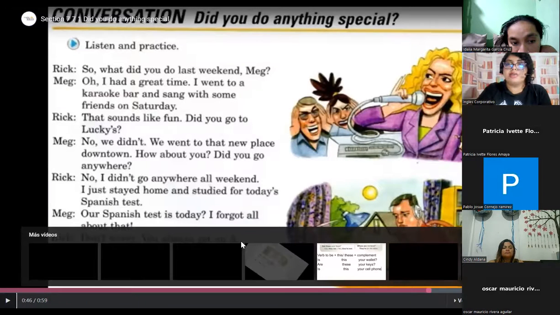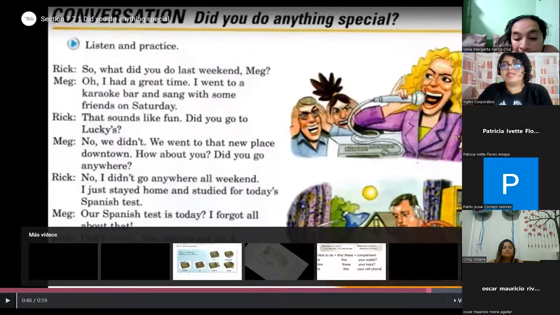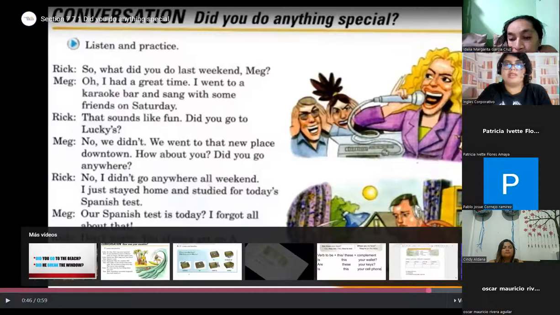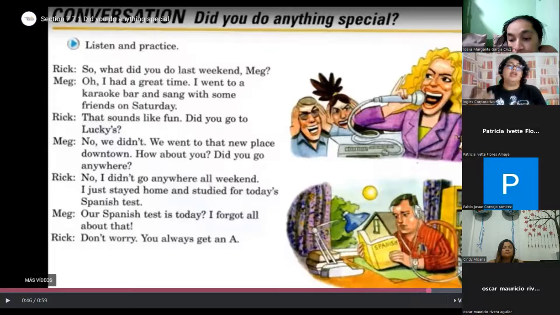Okay, we have here this conversation. And it's pretty funny because they are talking about different things. And at the end, she forgets to do something. So we have Rick and Meg talking about the things that they did last weekend. In this case, we're going to focus on the structure that they are using to express the activities that they did, because we are using the auxiliary word did. So the first question, what did you do last weekend? ¿Qué hiciste el pasado fin de semana? What did you do? Oh, I had, here we have another structure with the past.